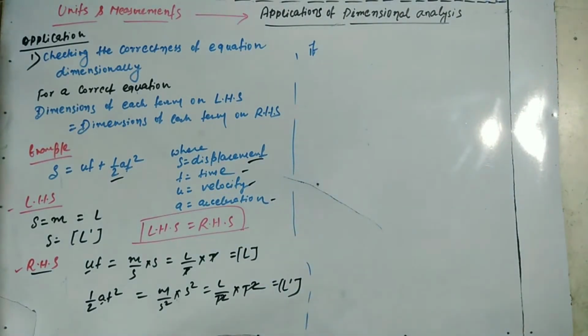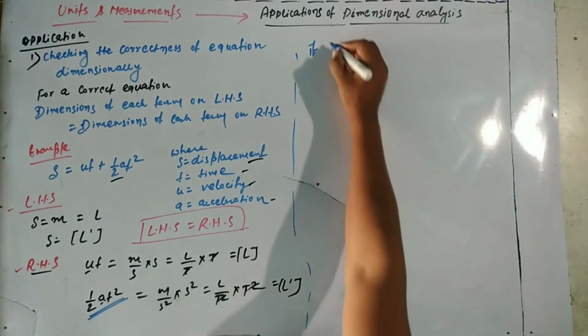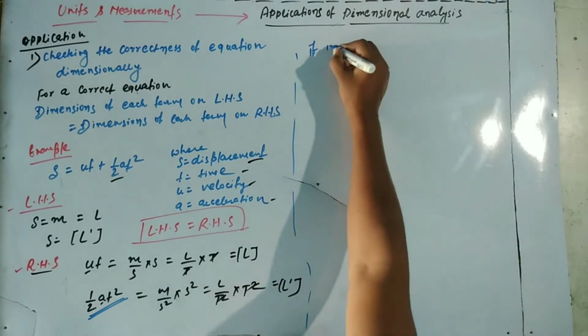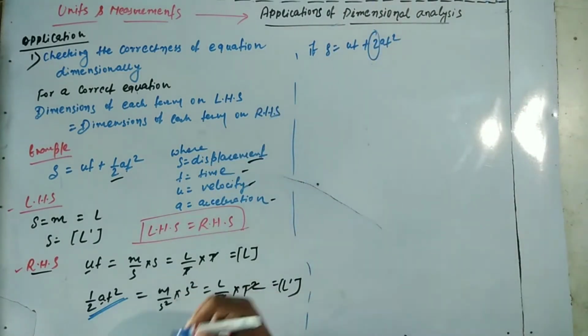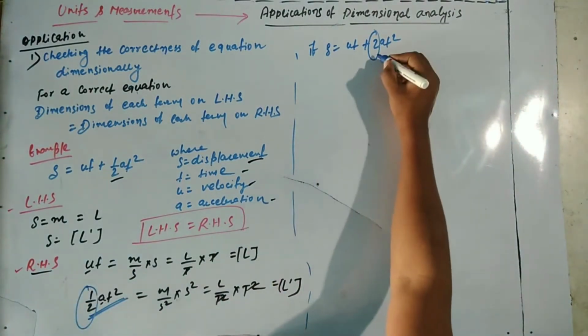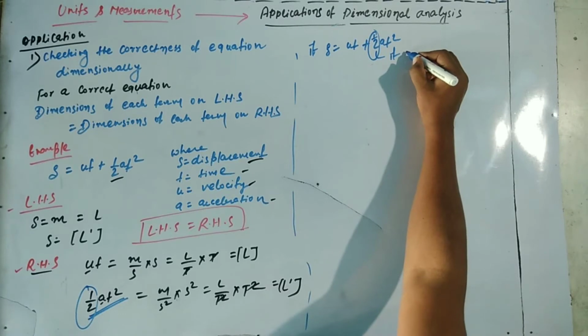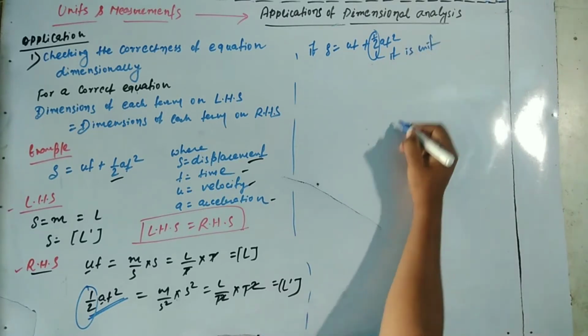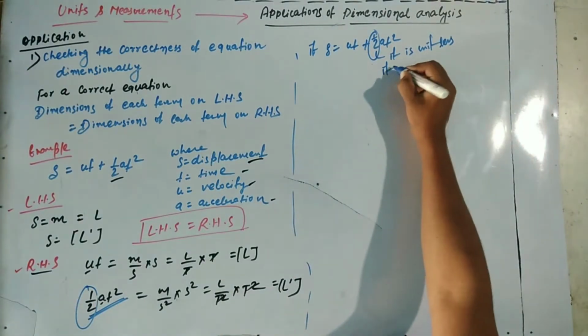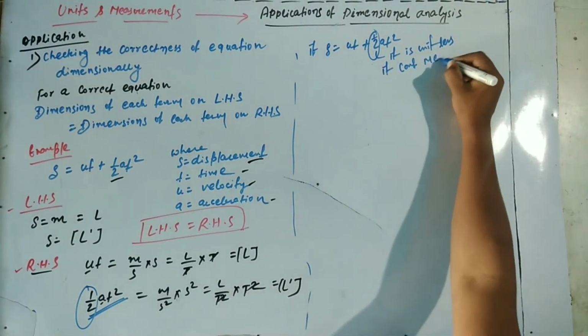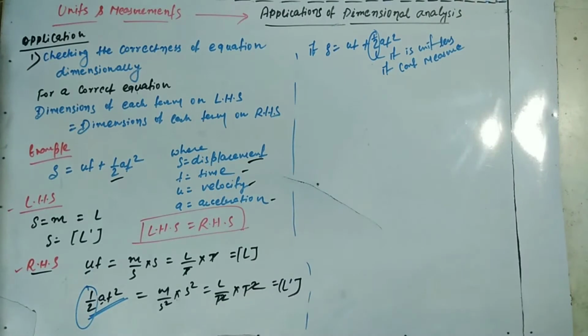It can be found only dimensionally, not for a unitless quantity. If S equals ut plus 2 at square is given, then the dimensions can't detect this, because 1 by 2 is a unitless, or dimensionless, quantity. So the dimension of this quantity can't be found.